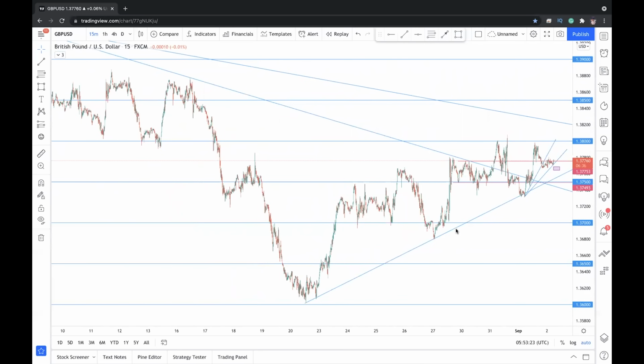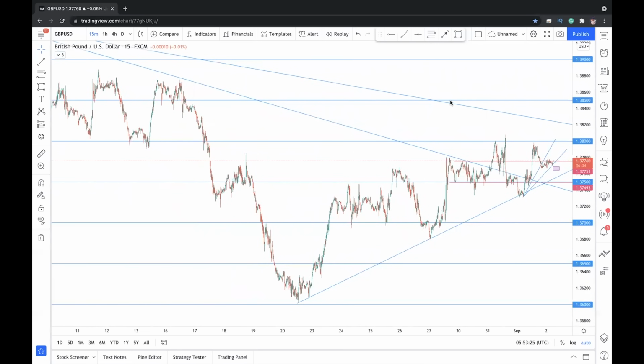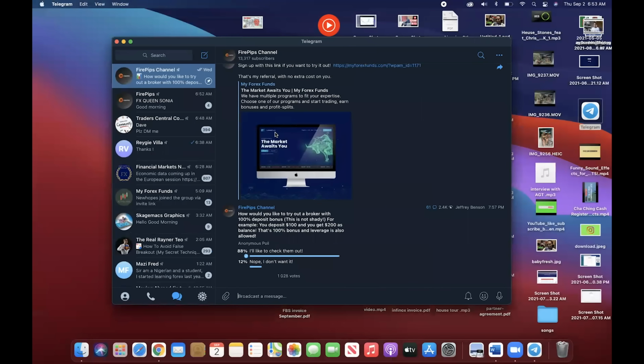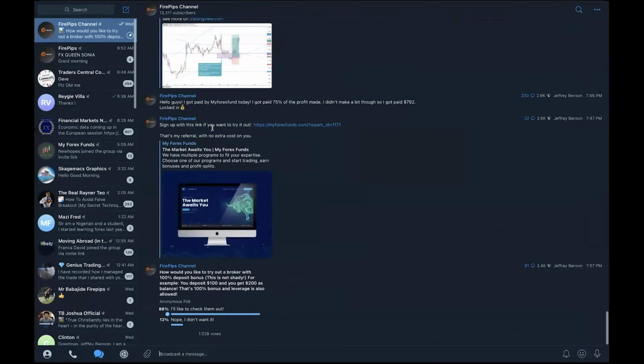This is a valid one, this is a valid one, and this is also a valid one. Yesterday, before this move happened, I dropped this analysis on the chart in the group. Here it is on the group, on Telegram.